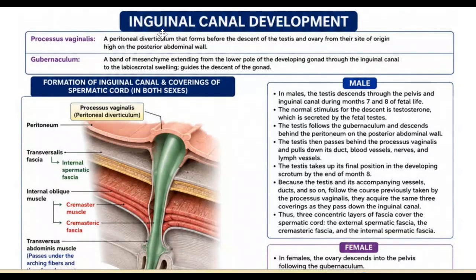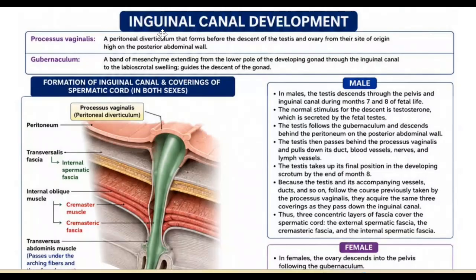Now why does it form? Because the testes needs a tunnel to travel safely into the scrotum. You can think of it like digging a tunnel before laying railway tracks. You lay the tunnel first, then the train later passes through it. The same goes for the processus vaginalis first, and then the testes later pass through it.